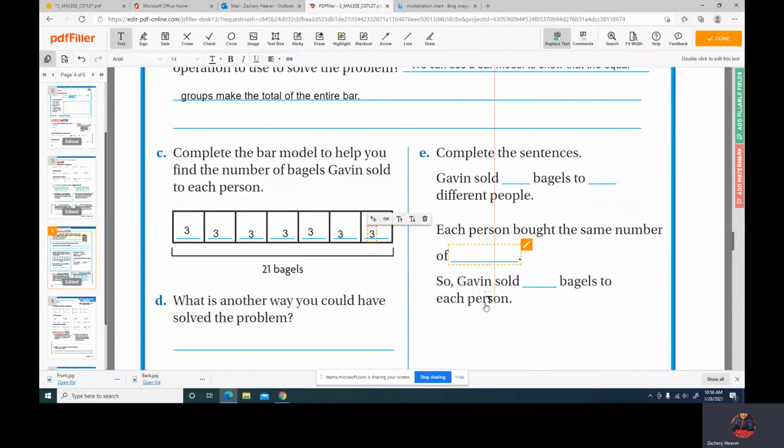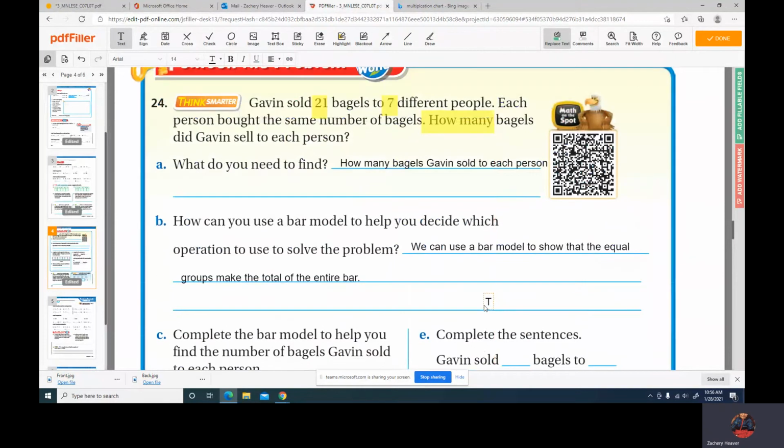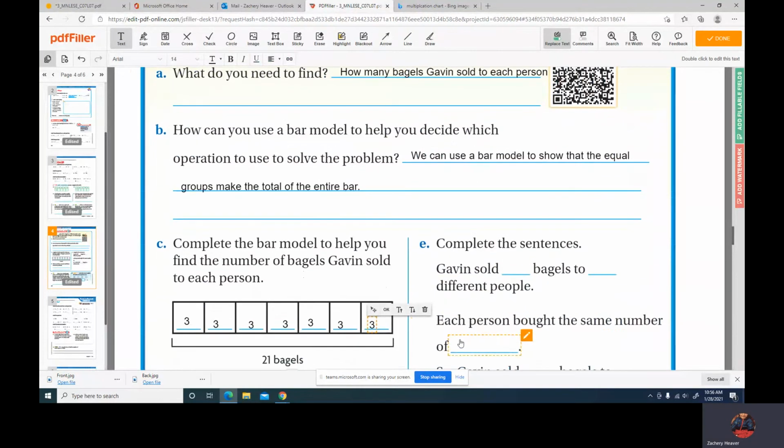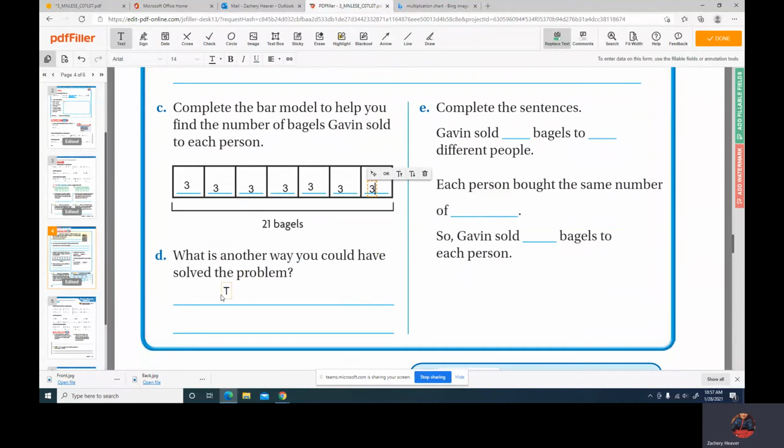So remember, if you have to pause, please do pause. I know this is going a little bit quick, but we don't have much time. It says complete the sentence. Another way we could have solved the problem. Well, we know we could have done 3 times 7, which equals 21. The problem we did though was 21 divided by 7 equals 3.